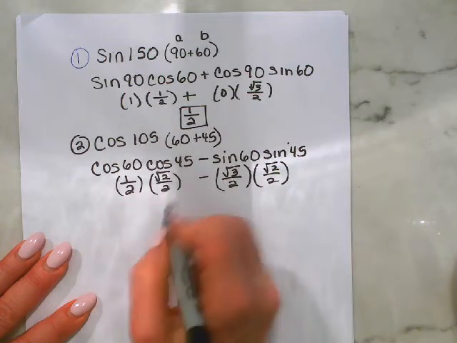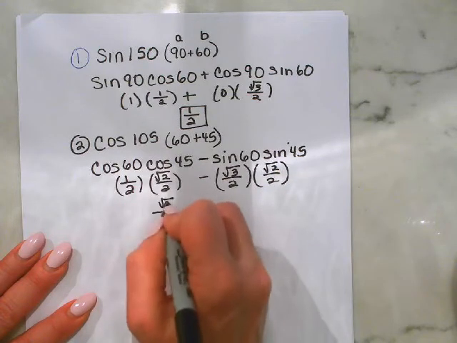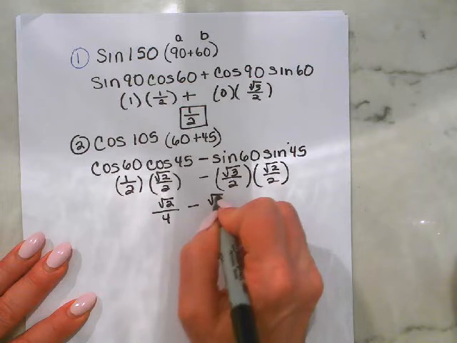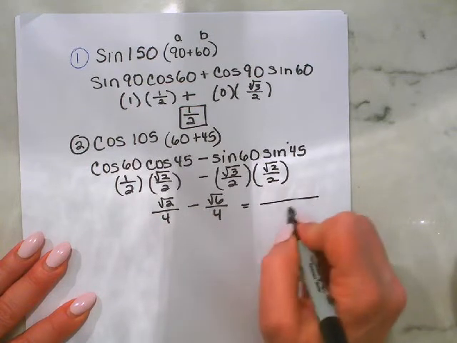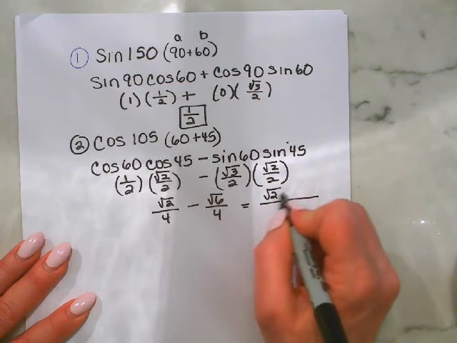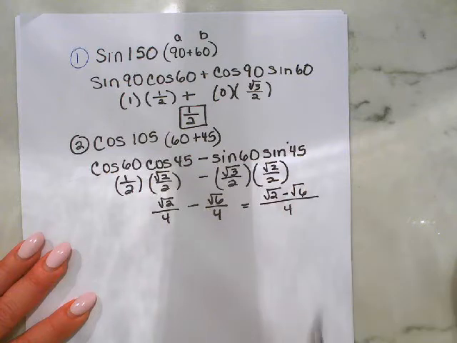And we'll make that mistake again. 2 times 2 is 4. Radical 2 over 4 minus radical 6 over 4. They are the same denominator, so I could put the numerators together. I just cannot combine them because they're not like terms.